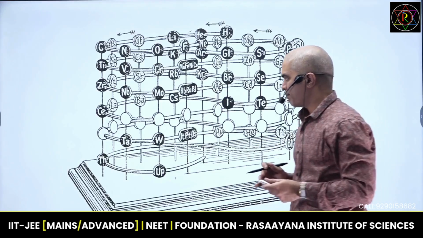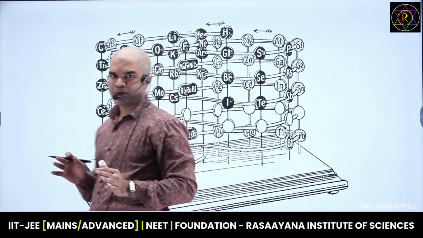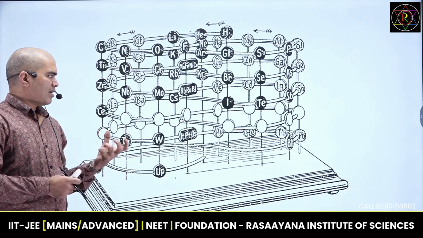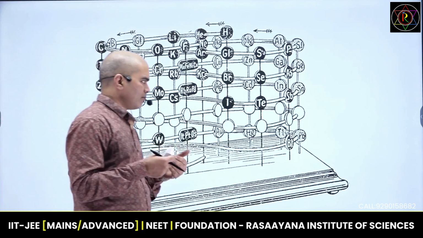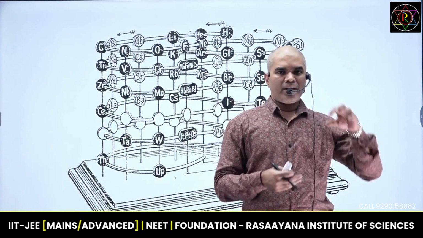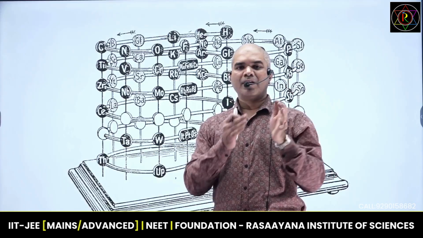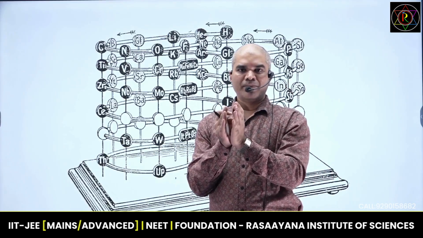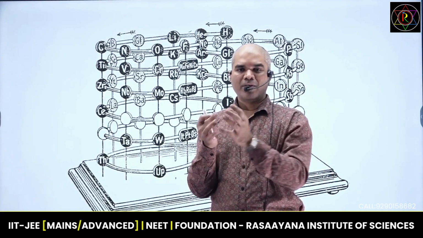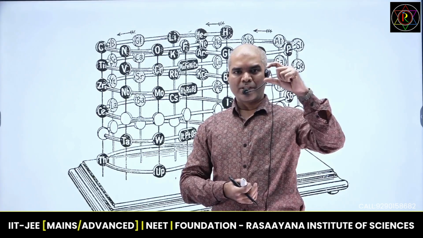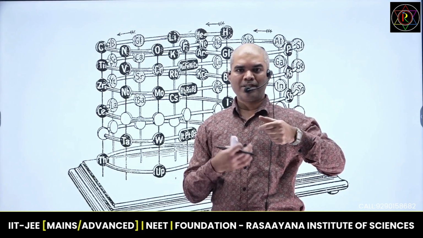But this was not that successful because there is no periodicity in the properties. We want periodicity in the properties, the repetition. Once I know that one element is behaving in a similar way to another element, I can put them into a group. Once I put them in a group, I can understand their properties. If I understand the property of the first element, the second element's property would be similar.